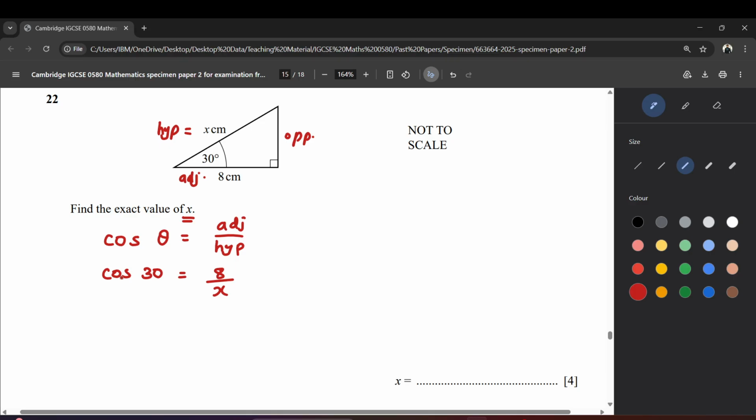Okay, so you should be able to know what are the cos, sine, and tan values of angles such as 0, 30, 45, 60, and 90. Okay, so this is something that you have to memorize. So cos 30 will be root 3 upon 2 equals to 8 upon x.